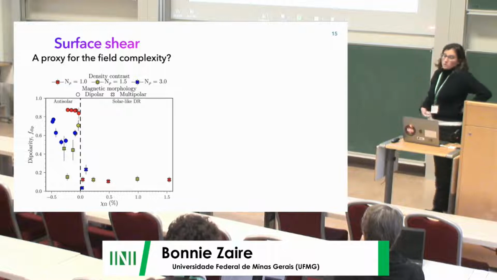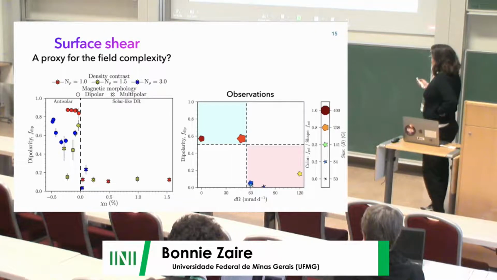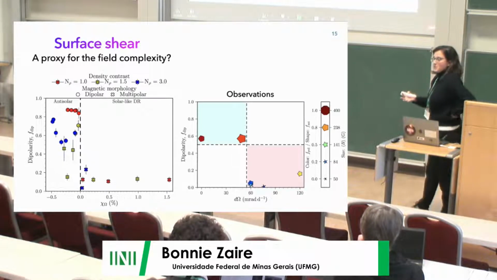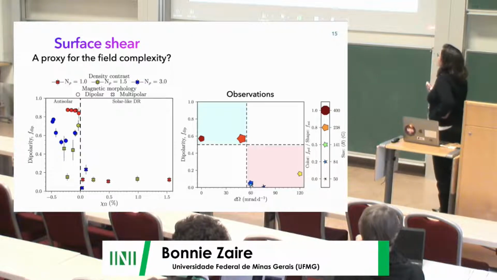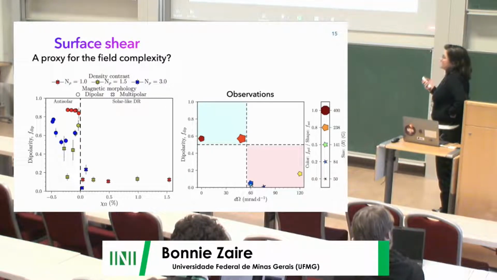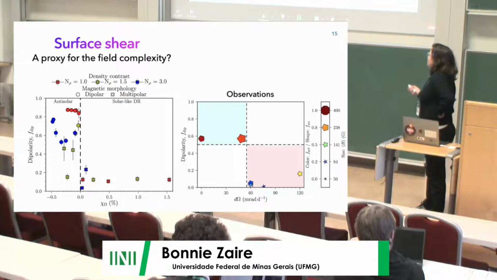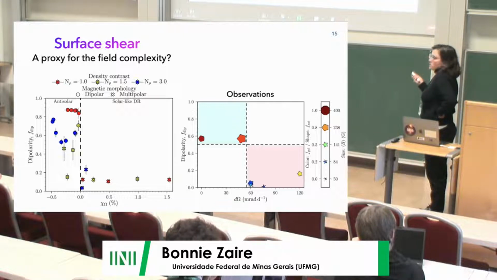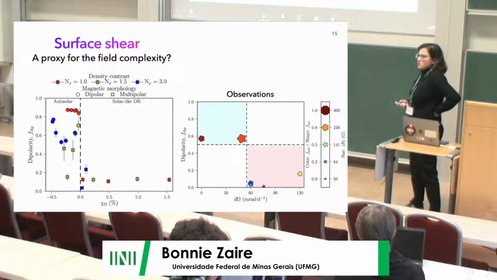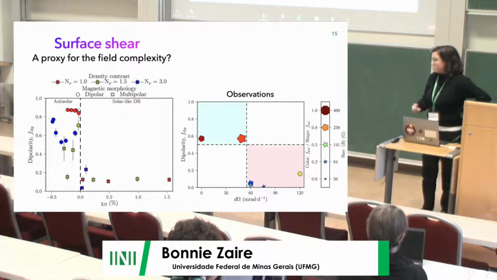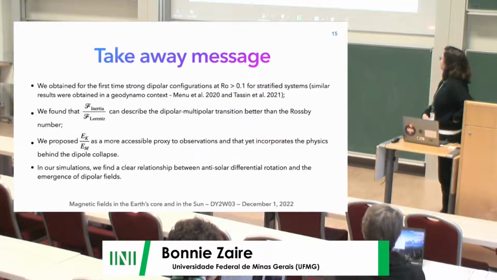But what we observe in stars, in fact, we also are very limited by the number of stars for which we have this kind of information. We found that, in fact, there is no anti-solar differential rotation observed for these stars. And the transition seems to exist, although we only have 2 points here, but at positive differential rotation, which is not in agreement with our simulations.